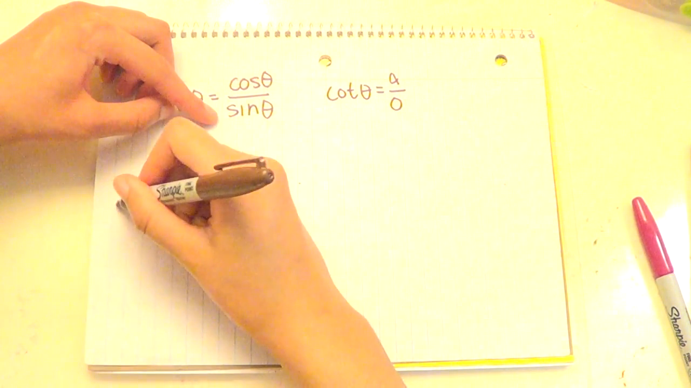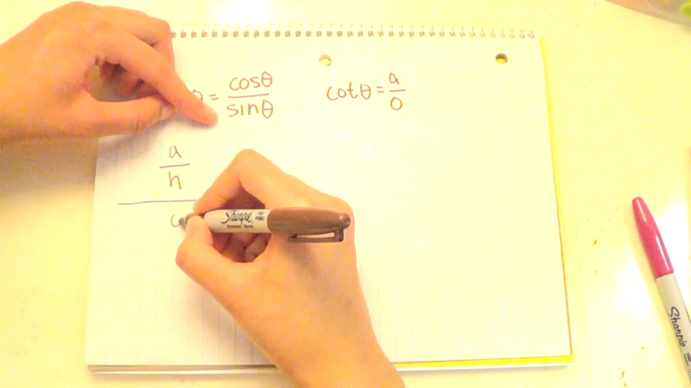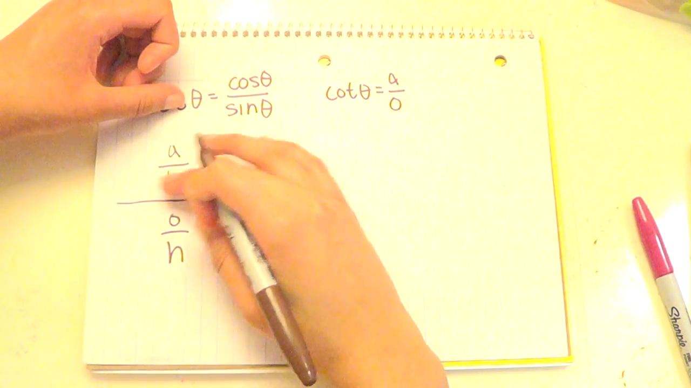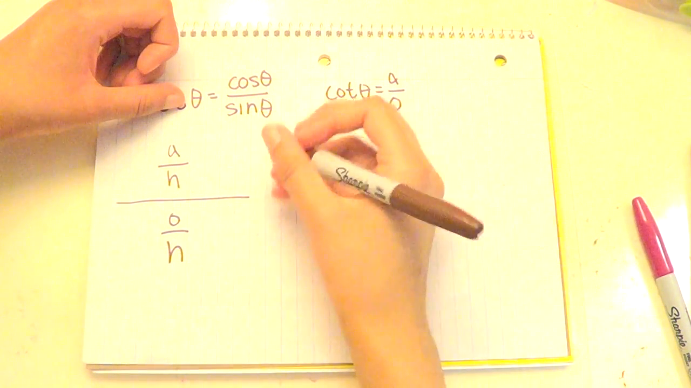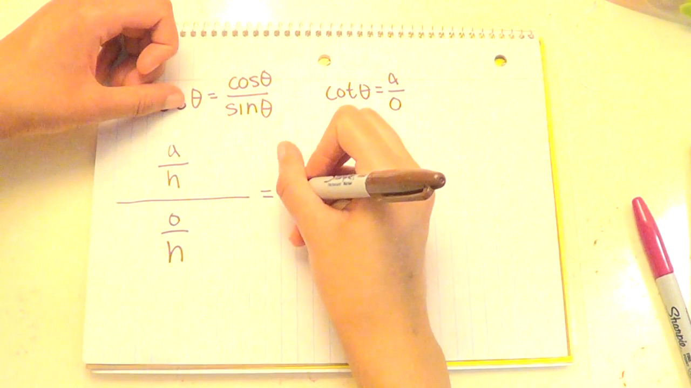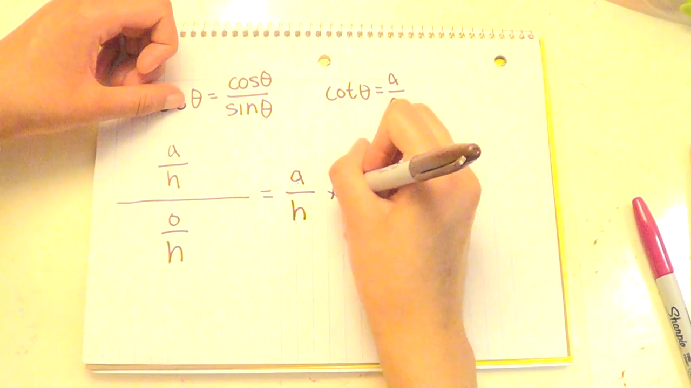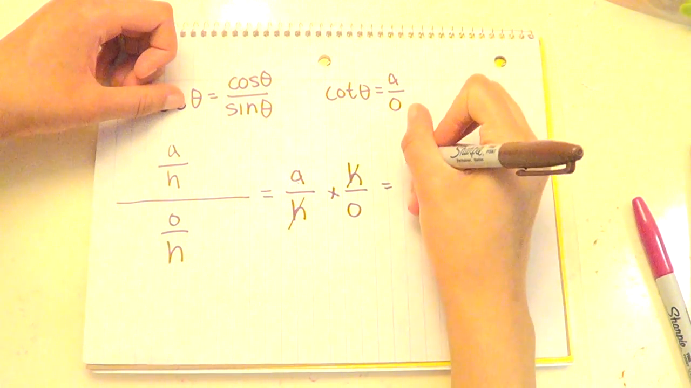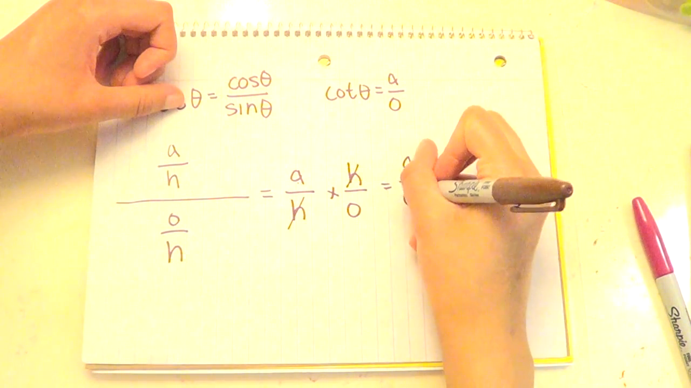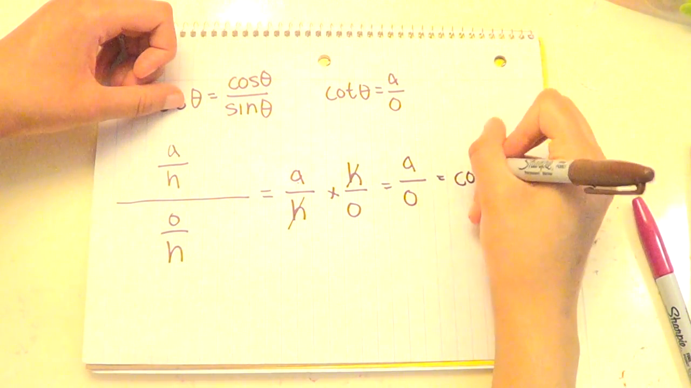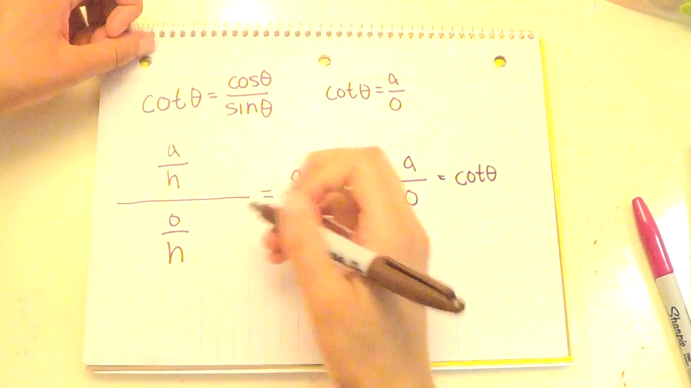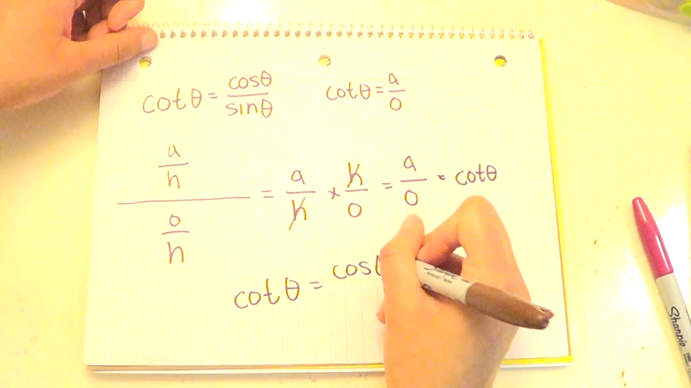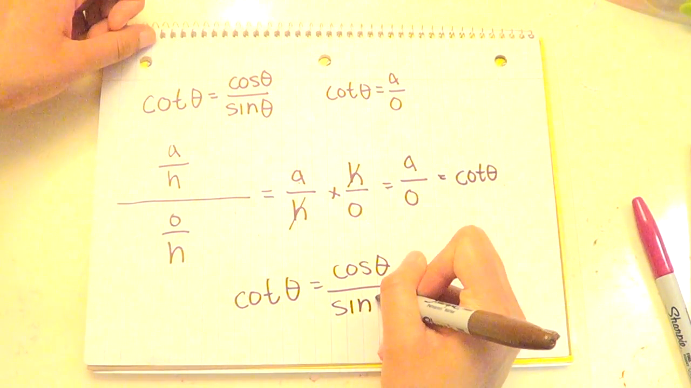with opposite over hypotenuse in this equation, you'd have adjacent over hypotenuse divided by opposite over hypotenuse, which technically means adjacent over hypotenuse times hypotenuse over opposite. The hypotenuses cancel out, and then you're left with adjacent over opposite, which technically is cotangent theta. So thus, cotangent theta equals cosine theta over sine theta.